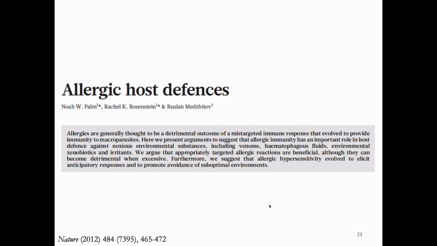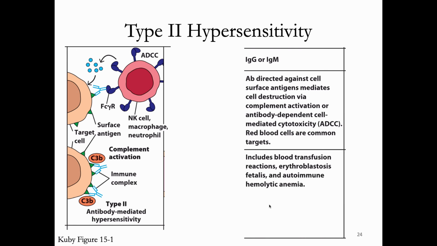So to contrast, we have a type II hypersensitivity response. With a type II hypersensitivity response, again, antibodies are going to be the problem. The antibodies in this case are not IgE anymore. Now, the antibodies are either IgG or IgM.